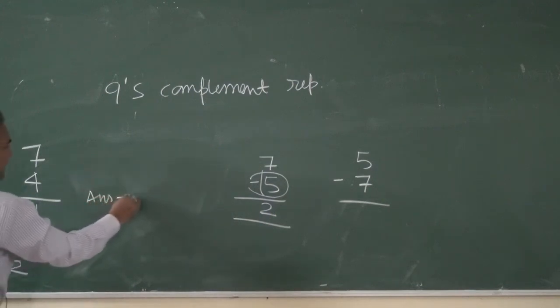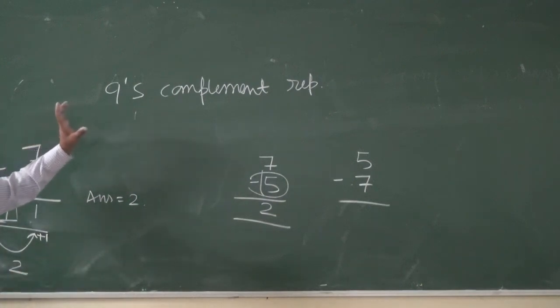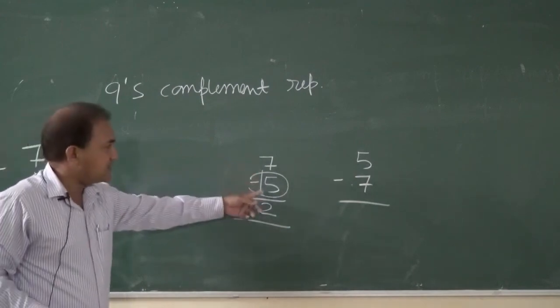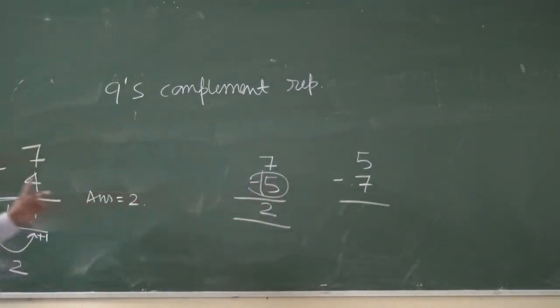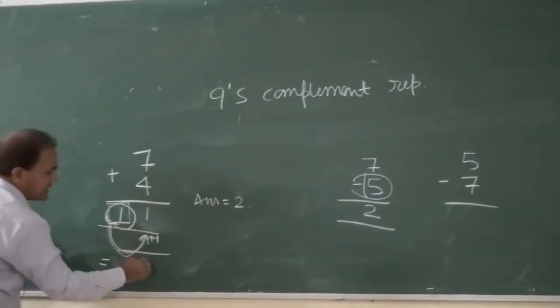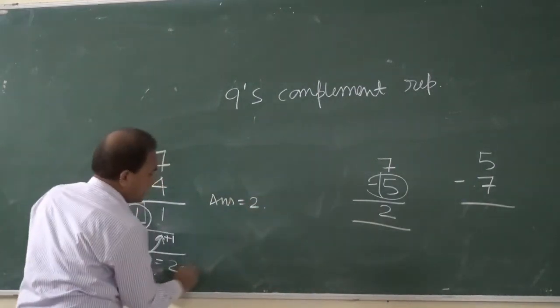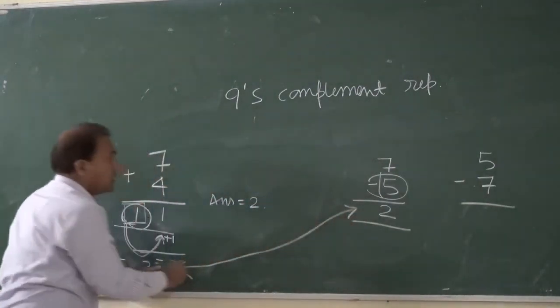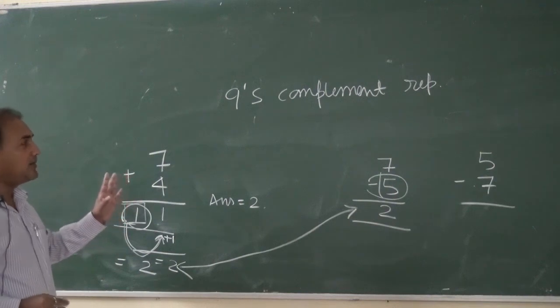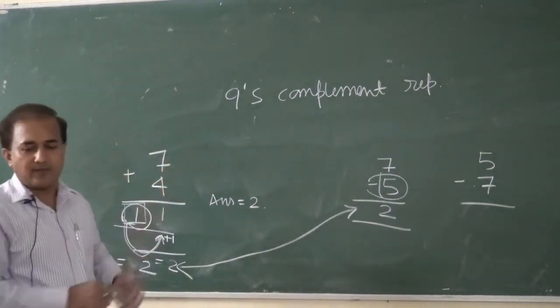So the answer is 2. In 9's complement arithmetic operation, if you are doing 7 minus 5, minus 5 you have represented by using 9's complement, which is 4. So 7 plus 4 is 11. Now since carry is generated, you have to add this carry to the least significant digit 1. So finally it is equal to 2, and this answer is matching with this. In this way you can do arithmetic operations by using 9's complement.